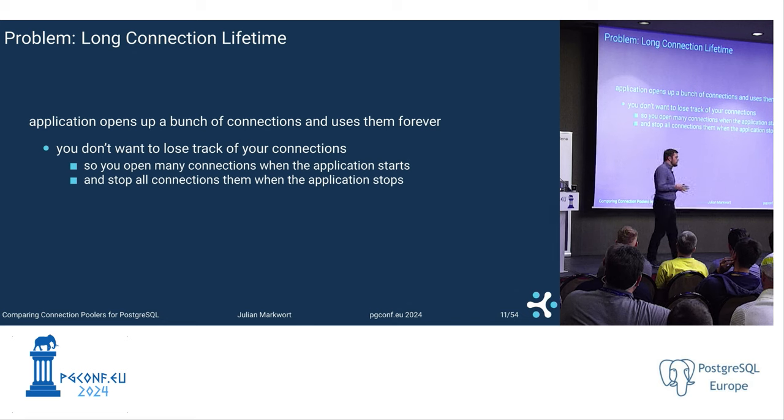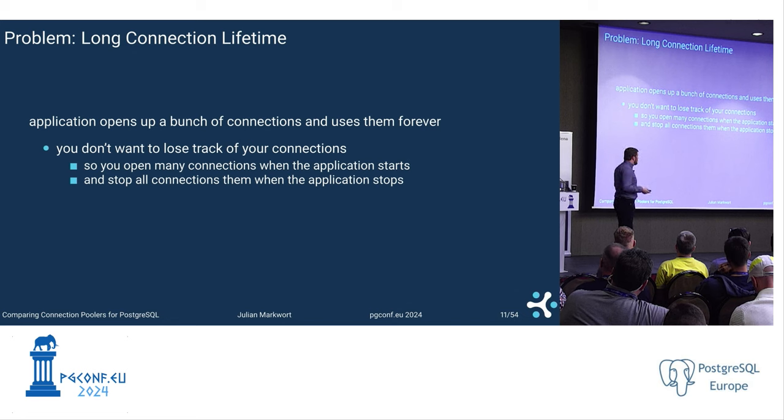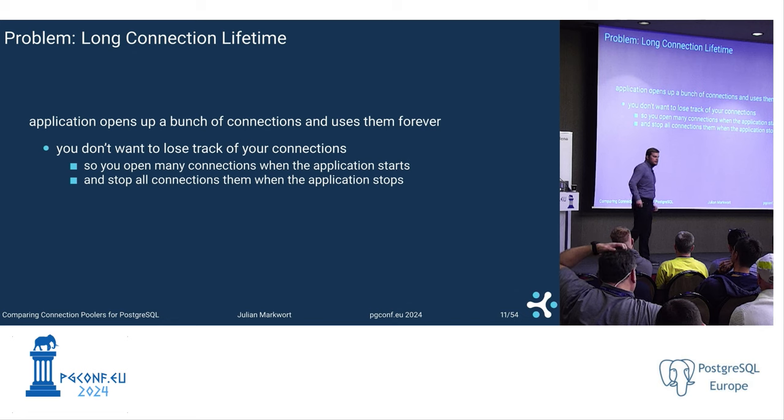Because, well, let's say your application just opens up connections and then never closes them, or only closes them at the end of when the application is done. So you start your application, it allocates all the connections, and when you stop the application, then it closes all the connections. This might be guided by the same principle. You don't want to lose track of your connections, so you just allocate a fixed number of those and hopefully never run into losing any transactions, any sessions. Because if you leak sessions, obviously that's also a problem, because at some point, then your applications can't connect at all.